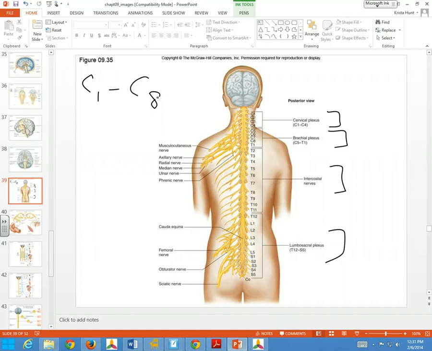In the cervical plexus. Right. Well, the cervical plexus is only talking about these top 4. But in all the cervical, there's 8 cervical nerves.